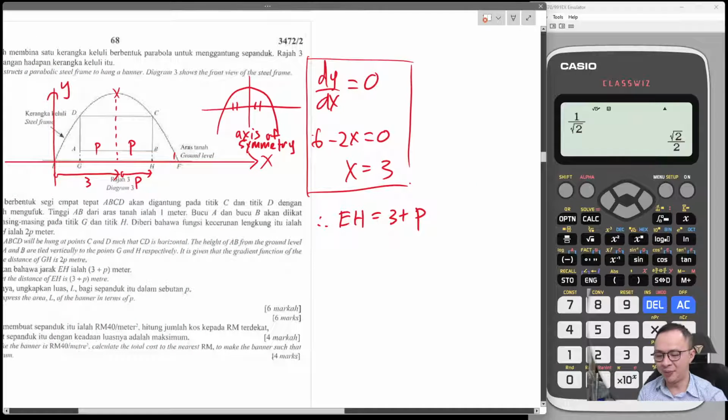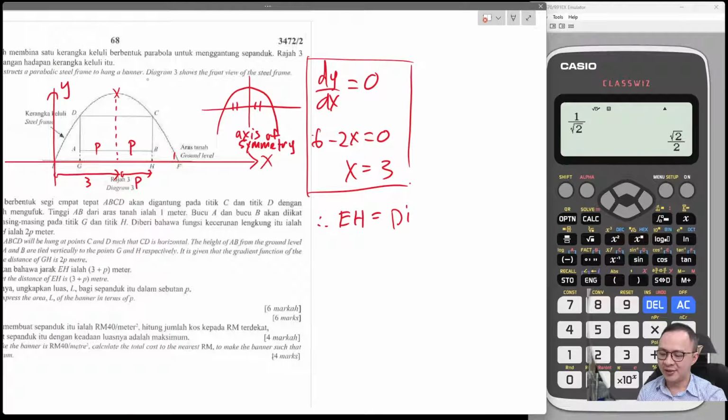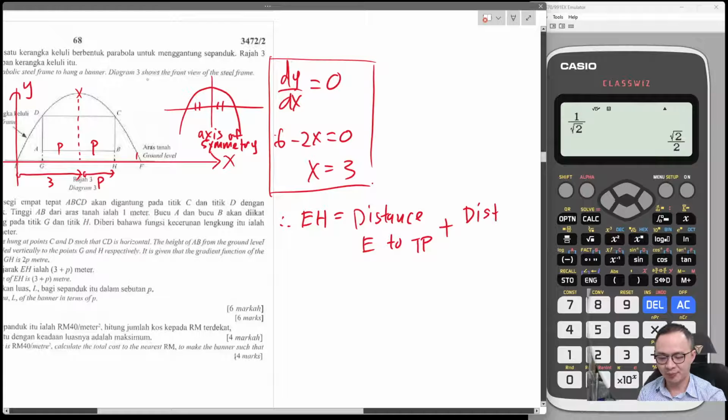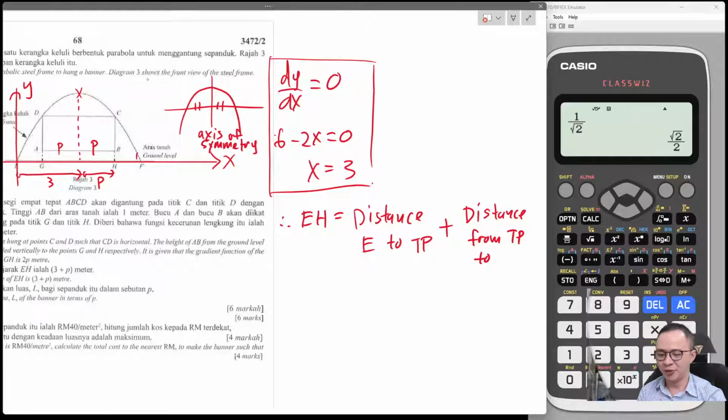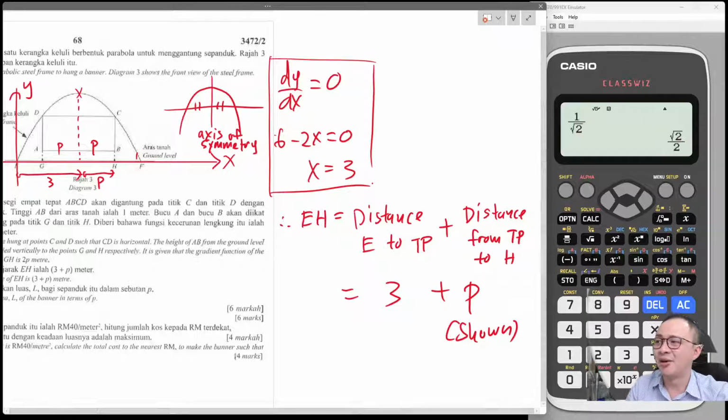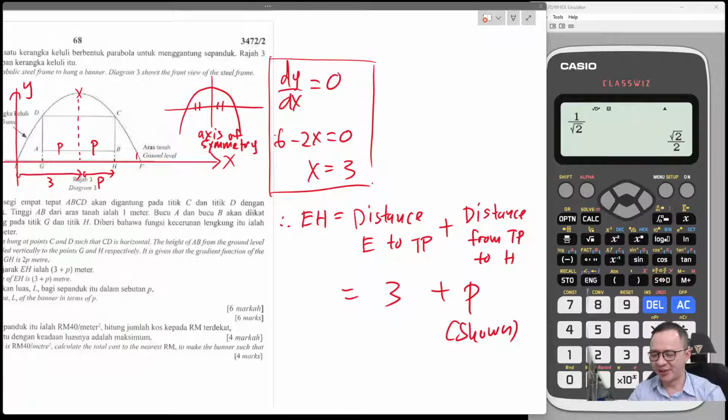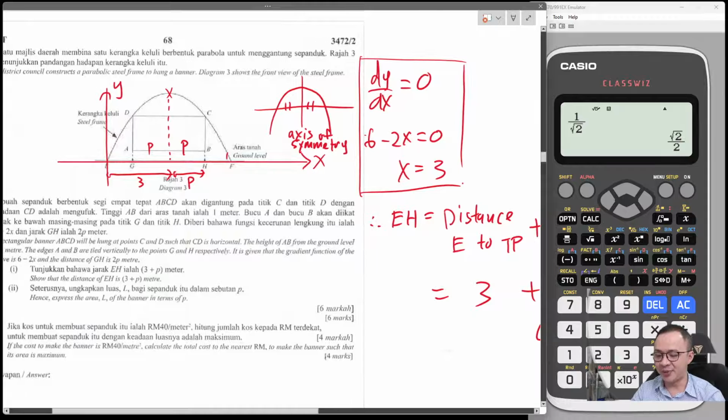Then if you want to be more proper, you just say, okay, this one is the distance of E to turning point plus distance from turning point to H. So this is 3 plus P. Then say shown. But normally we don't need to do the working like this. I have no point of writing, because it's quite obvious this is 3 plus P.